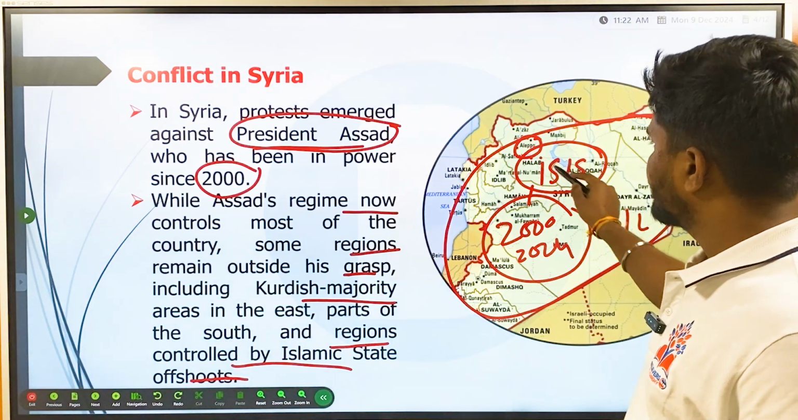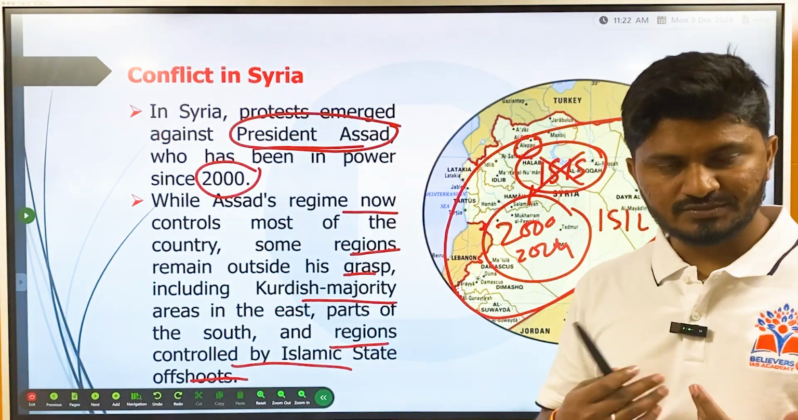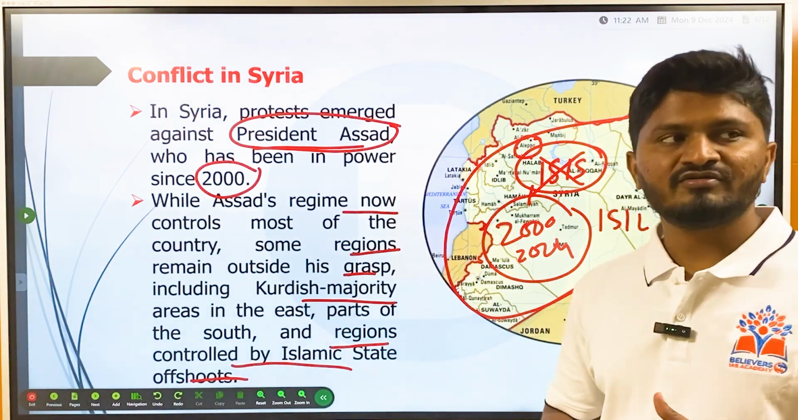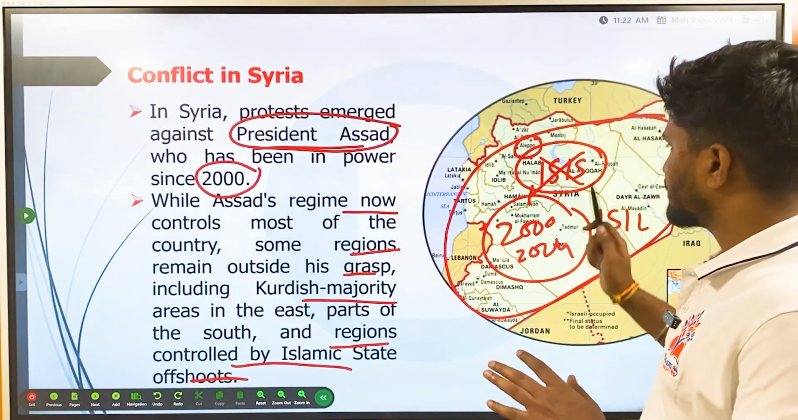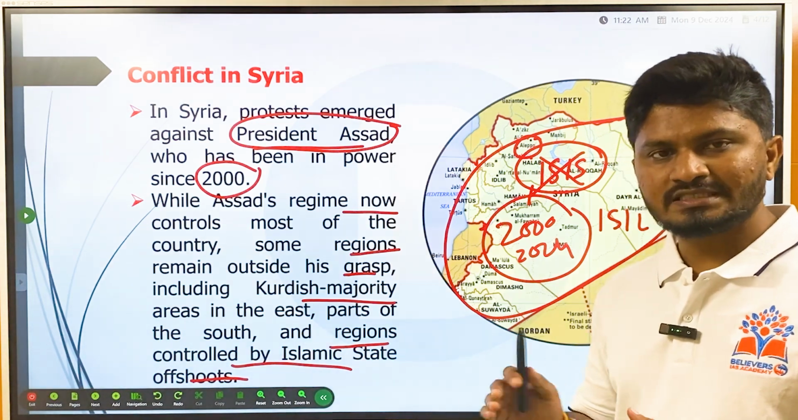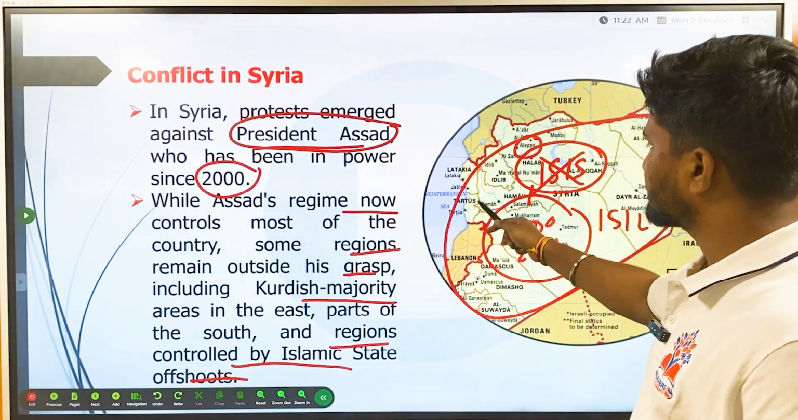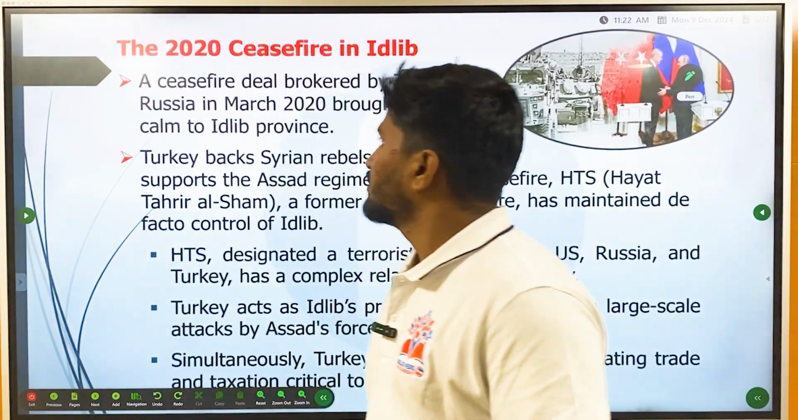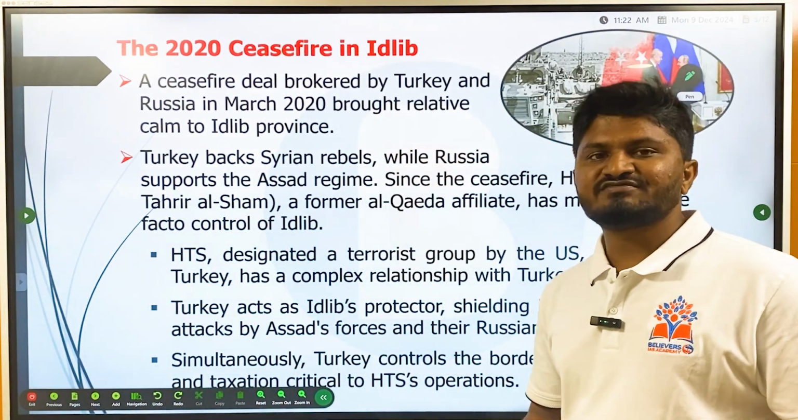This was later almost destroyed by the death of Abu Bakr, who was the head of ISIS, and after that it lost its power, but its offshoots, many of the small groups of ISIS, still remain in Syria. They hold power in certain parts of Syria. Okay, now, in 2020 there was a ceasefire in Idlib.